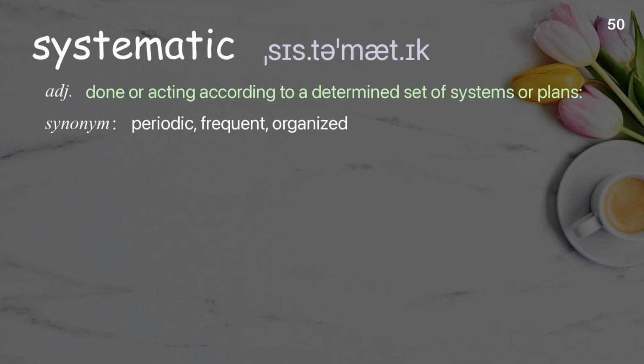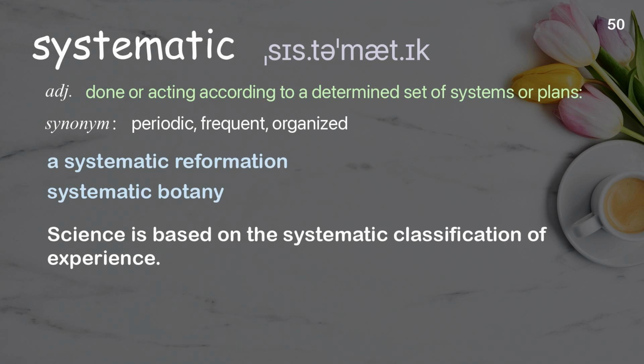Systematic: done or acting according to a determined set of systems or plans. Examples: a systematic reformation, systematic botany. Science is based on the systematic classification of experience.